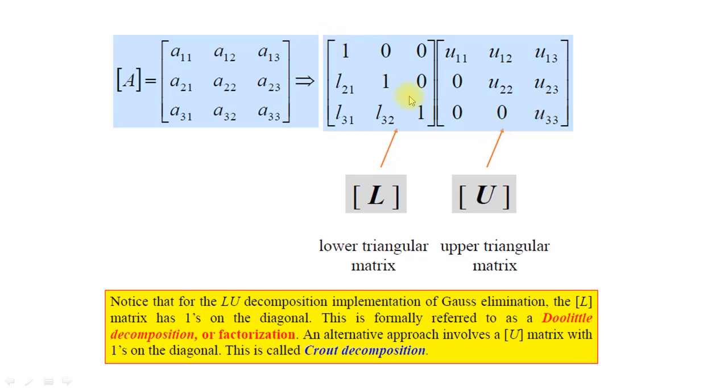So if we put 1 1 on the diagonal of the lower triangular matrix, then the decomposition is called the Doolittle method. And if we put these 1 1 on the diagonal of the upper triangular matrix, then the method is called Crout's decomposition method. So in this lecture I will tell you about these two methods, Doolittle decomposition and Crout's decomposition method. So this is the procedure of the decomposition of matrix A into L and U matrices.